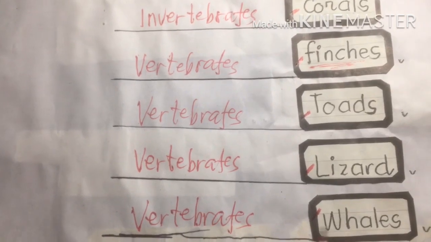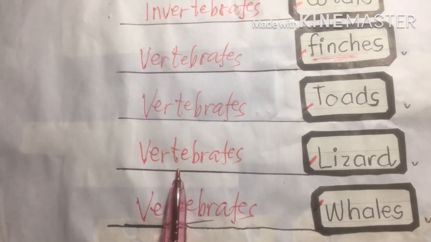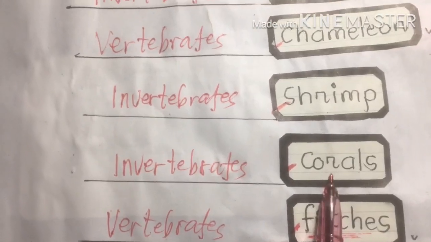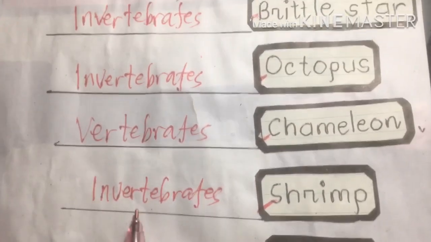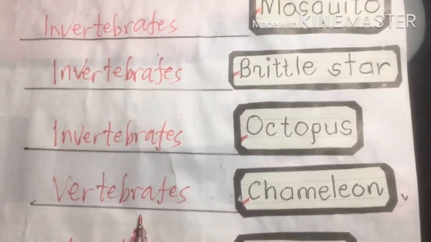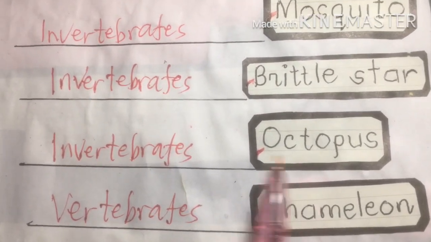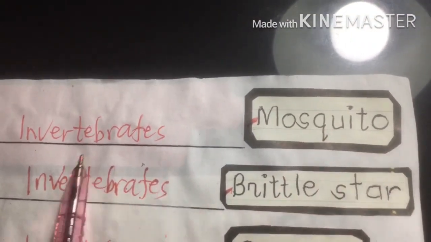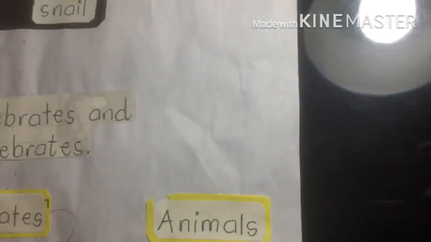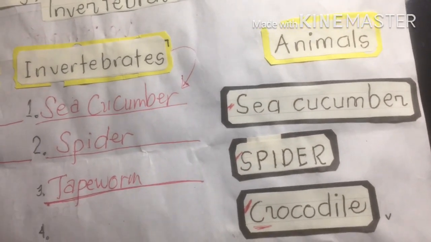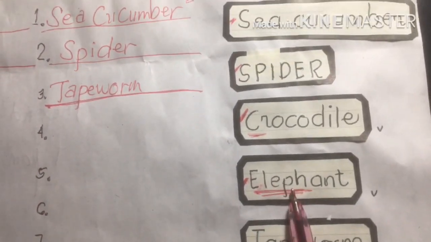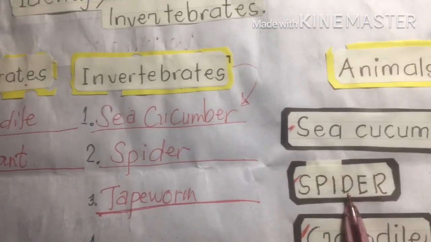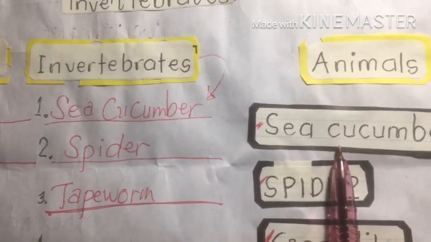Okay, again, whales, vertebrates; lizard, vertebrates; toads, vertebrates; finches, vertebrates; corals, invertebrates; shrimp, invertebrates; chameleon, vertebrates; octopus, invertebrates; brittle star, invertebrates; mosquito, invertebrates. Next, tapeworm, invertebrates; elephant, vertebrates; crocodile, vertebrates; spider, invertebrates; sea cucumber, invertebrates.